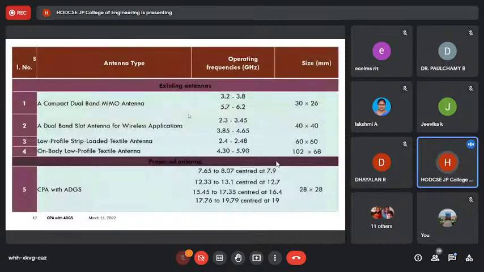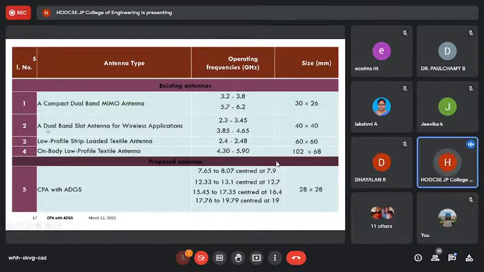Let us understand clearly here the size. An important objective of antenna design is the size of the antenna. We have to reduce, miniaturize, the size of the antenna. This is the main aim of our project. These are the recent literature surveys that I tabulated here. A compact dual band multi-input multi-output antenna operating at the frequency 3.2 to 3.8 and also 5.7 to 6.2 gigahertz, with a size of 30 cross 28 millimeters square.